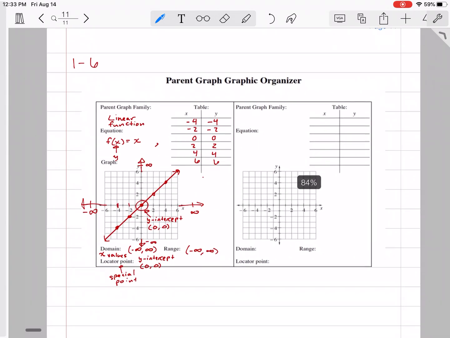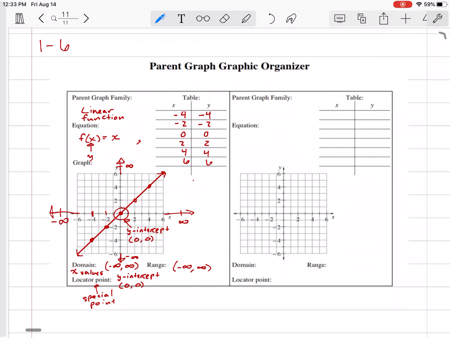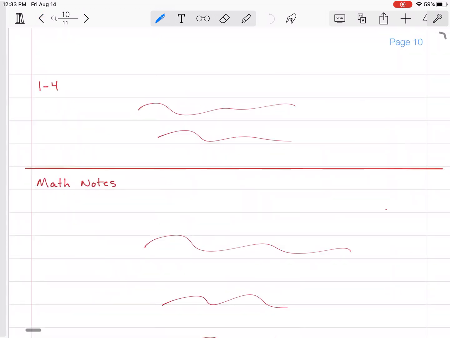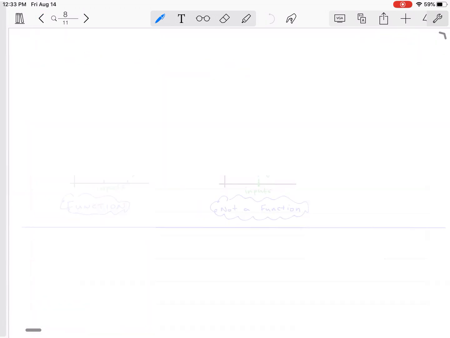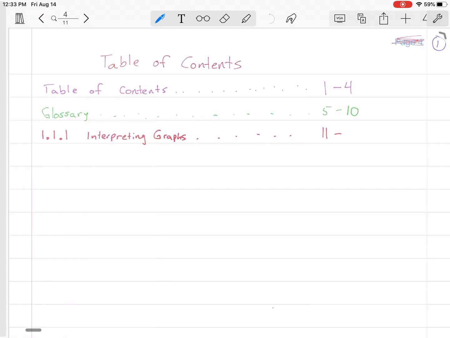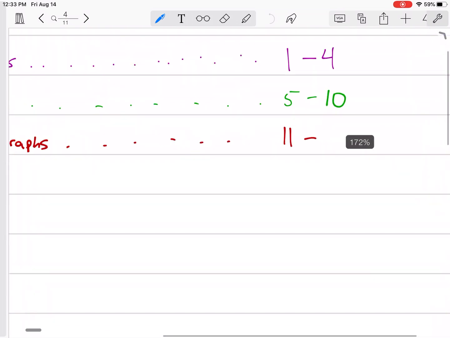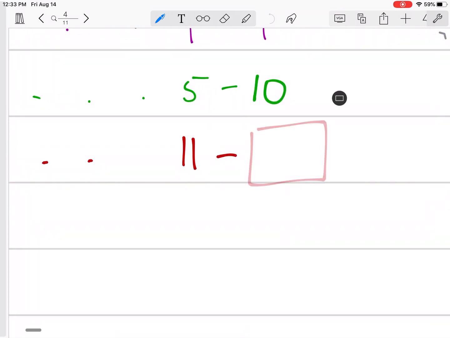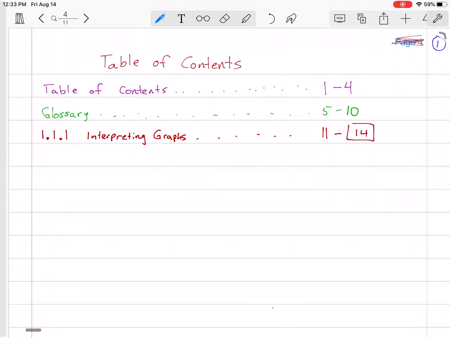Once you're done with that, you're finished with this lesson, so you can go all the way back to your table of contents. And whatever page you ended on, that's what goes here. It will be different for everybody. So if you took 3 pages to do this lesson, you would have ended on 14. If you took just 2 pages, it would end on 13, or so on, however it worked out for you.